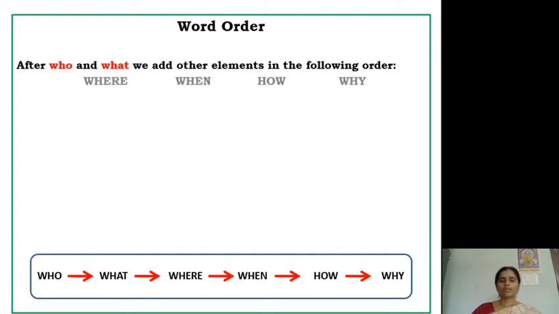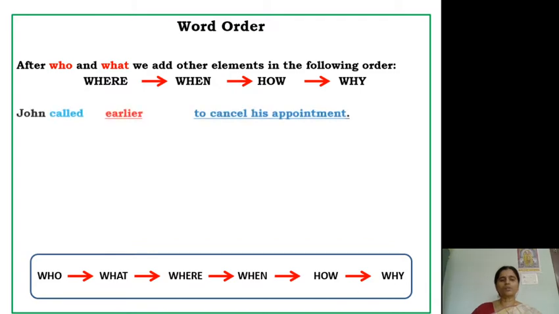And see the other elements, what is the order that we have to follow when we are adding other elements in a sentence. John called earlier to cancel his appointment. John is the subject of the sentence. Called is the verb, and after that we have earlier, which refers to time, and to cancel his appointment, which refers to the purpose of his calling.